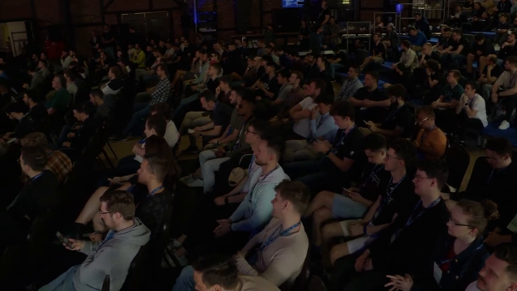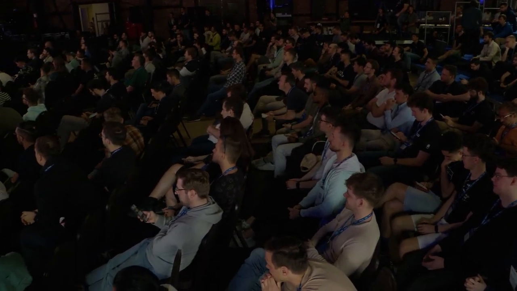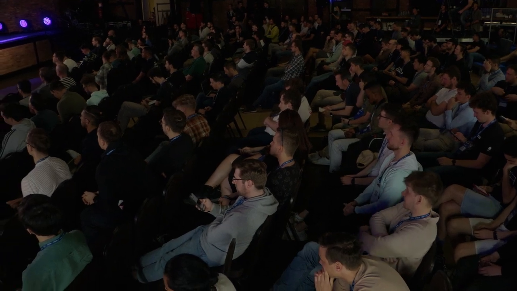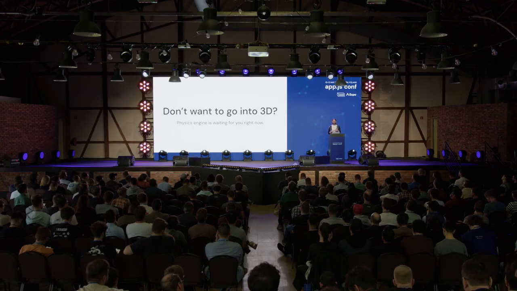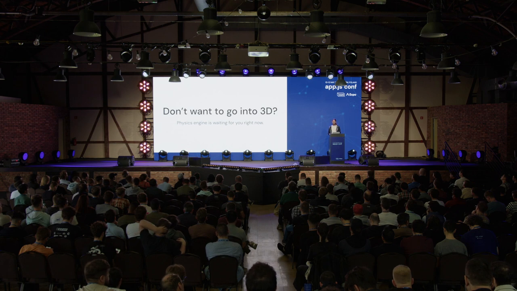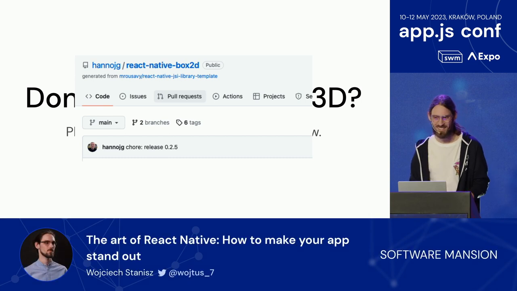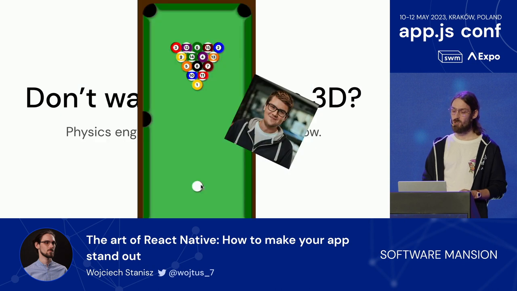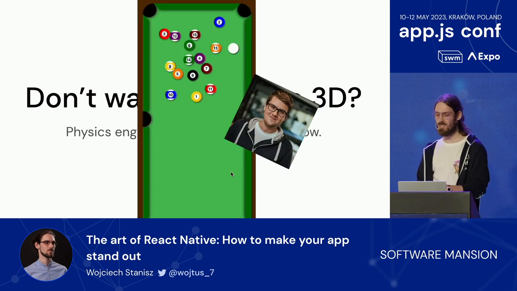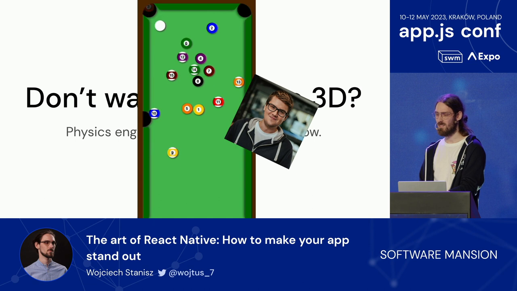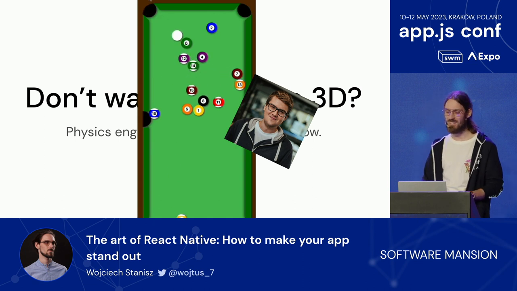But if you don't want to go into 3D, it's absolutely okay. It's reasonable. We've got a lot of wonderful libraries at our disposal. And one of the most fun and crazy libraries out there is the React Native implementation of Box2D, the very same physics engine that was used to create, for example, Angry Birds. And there's an example created by Tomek in the Reanimated example app, so you can check it out even today.